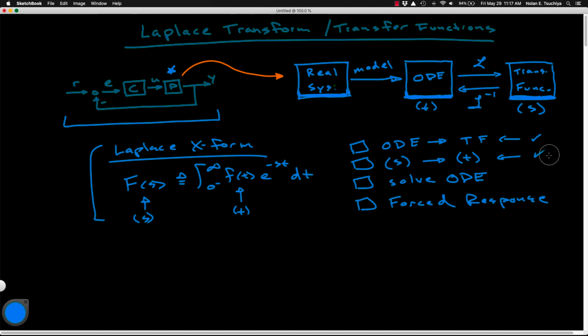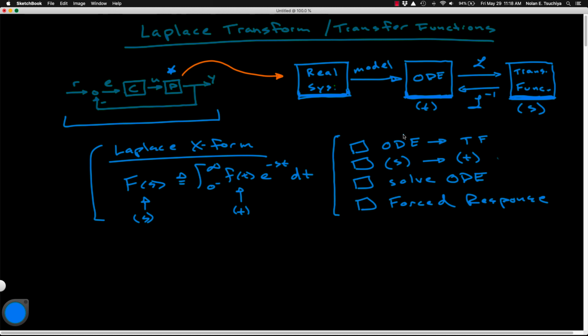And so if you can do these first top two checkboxes, then you can actually do the bottom two checkboxes, and the Laplace transform becomes a more useful tool once you can do all four of these things. So for the purposes of this class, we just want to be able to check off all four of these boxes. All right.